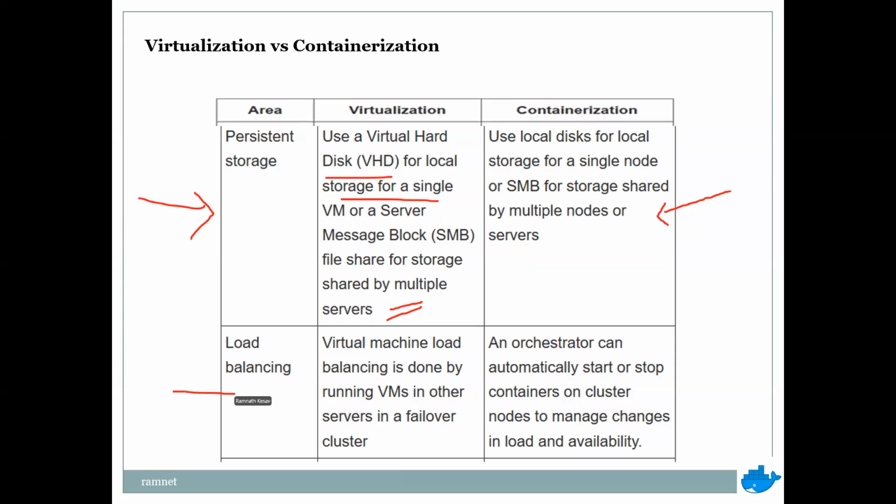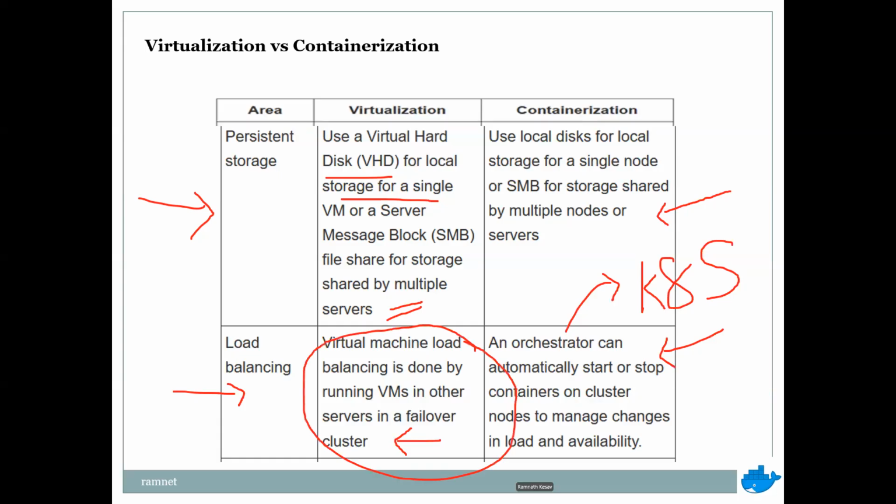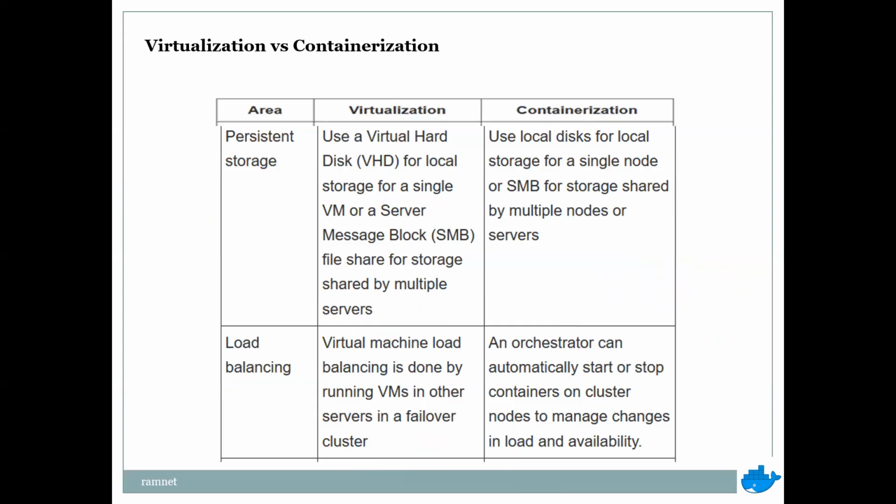Load balancing. Virtual machine load balancing is done by running VMs on other servers in a failover cluster. An orchestrator can automatically start or stop containers on cluster nodes to manage changes in load and availability. The orchestrator is nothing but our Kubernetes. So the orchestrator will be doing the load balancing between the different containers. But here, VM software will be doing your load balancing. Next.